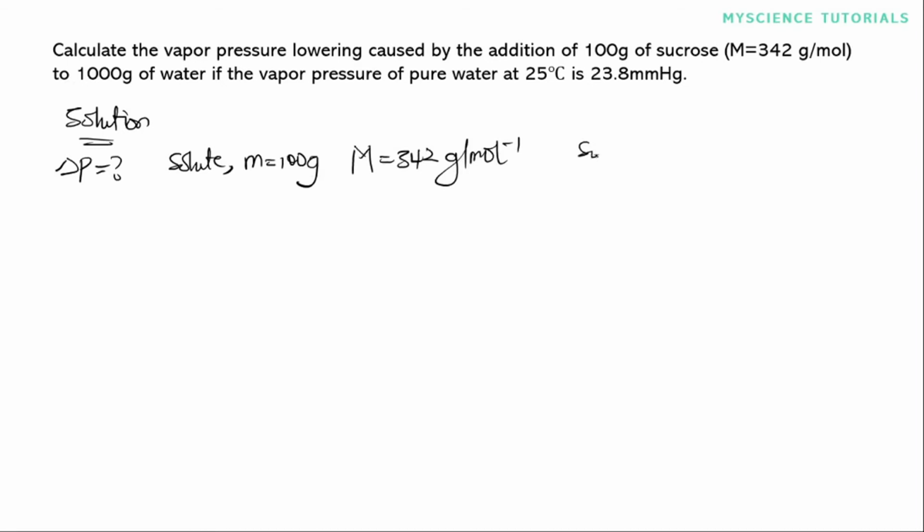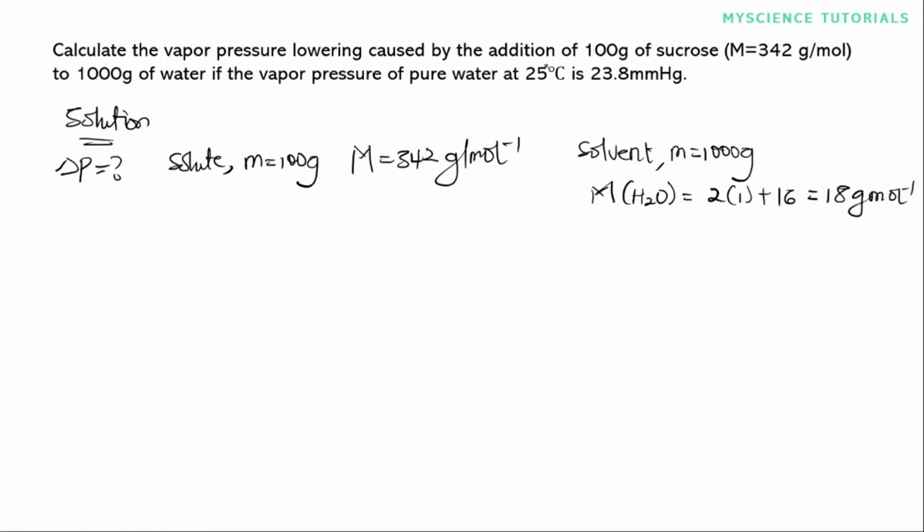Now we added it to the solvent, that is the mass, which is 1000 gram, and then the molar mass of water, which is H2O, we know is 2 into bracket hydrogen is 1 and then oxygen is 16. This is 18 gram per mole.